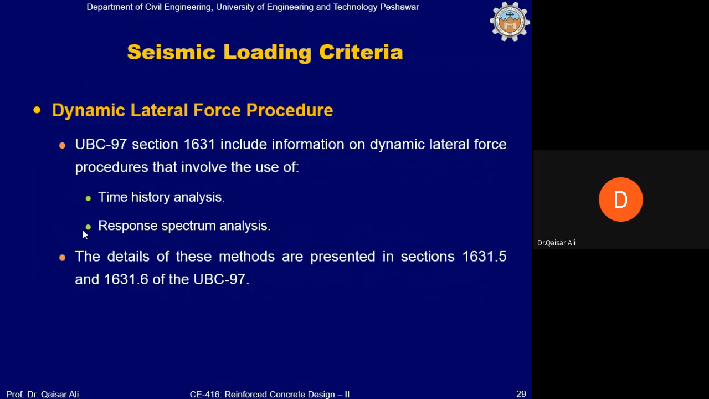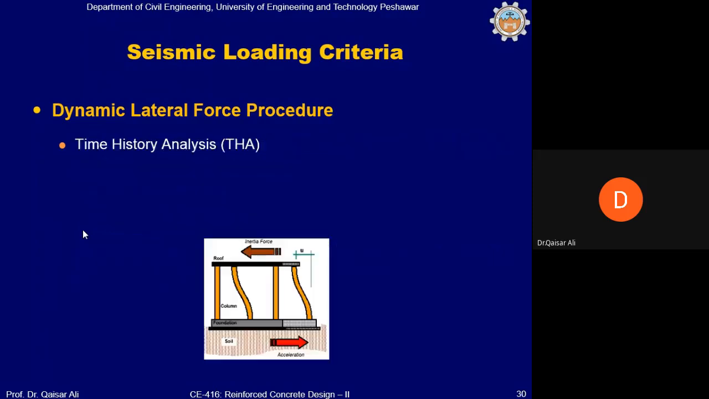In the dynamic lateral force procedure, UBC 97 section 1631 includes information that involves the use of time history analysis and response spectrum analysis. The details of these methods are presented in section 1631.5 and section 1631.6 of the UBC 97. We'll briefly discuss these two methods.